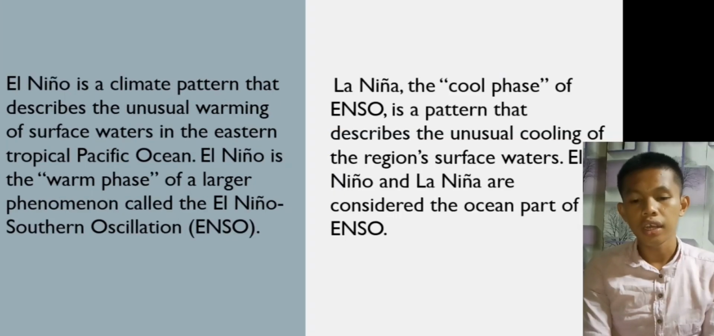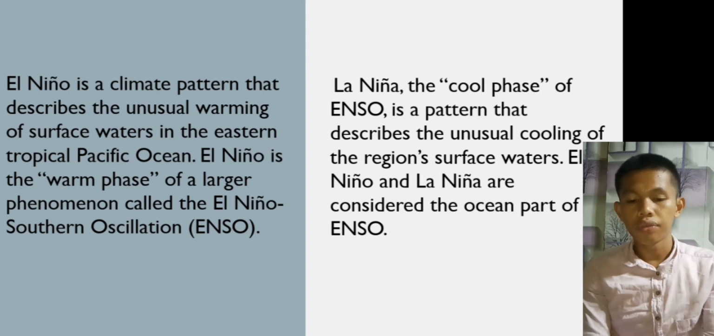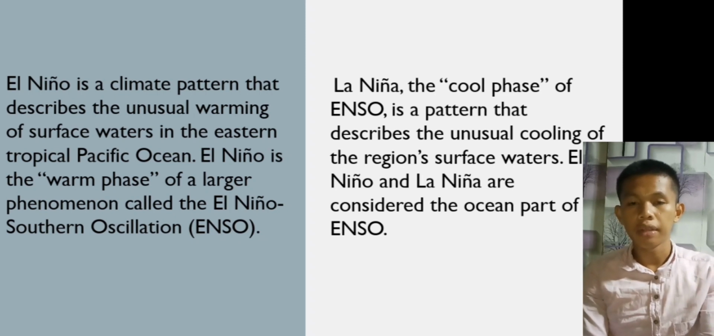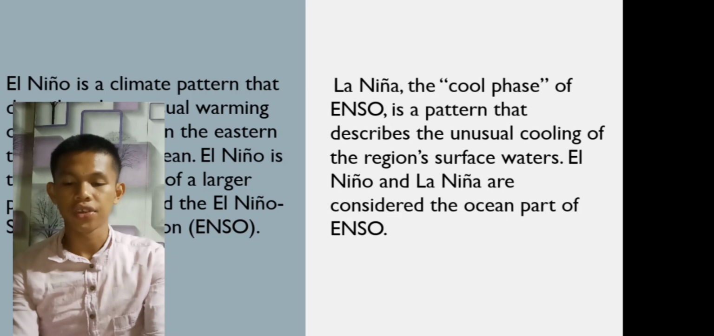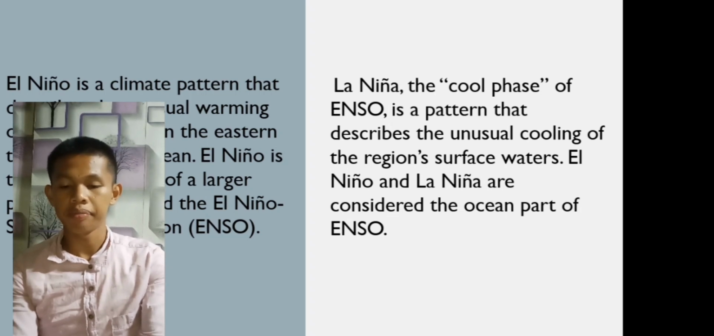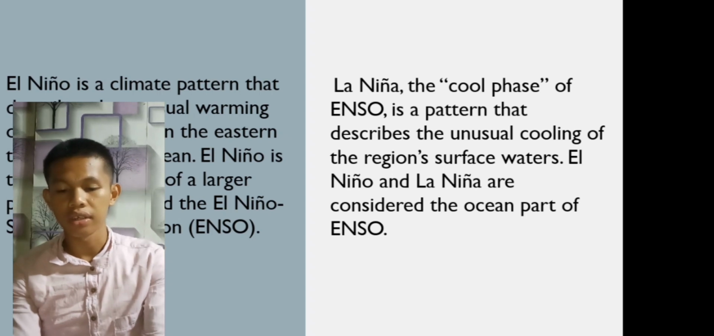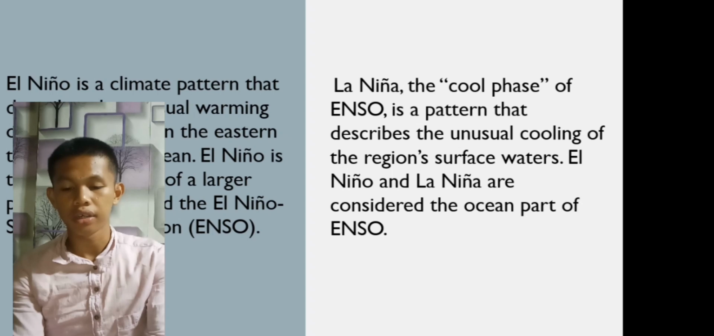El Niño is a climate pattern that describes the unusual warming of the surface water in the eastern tropical Pacific Ocean. El Niño is the warm phase of a larger phenomenon called the El Niño Southern Oscillation, or ENSO, and La Niña is the cold phase of the ENSO. It is a pattern that describes the unusual cooling of the region's surface water. El Niño and La Niña are considered the ocean part of the ENSO.